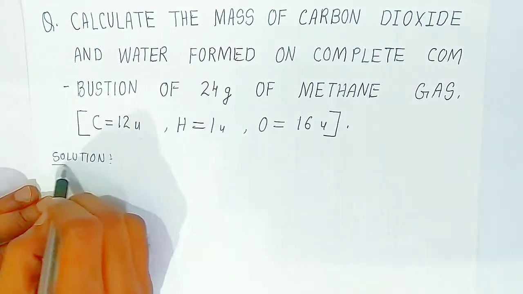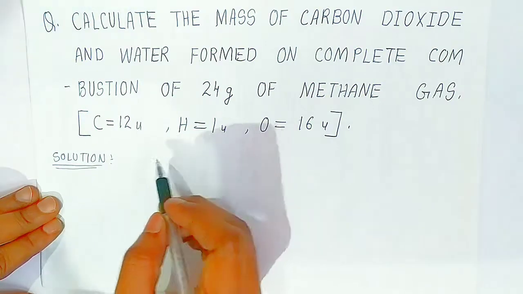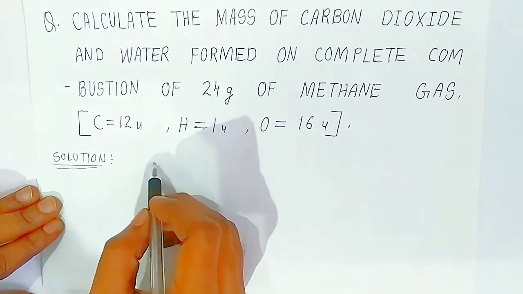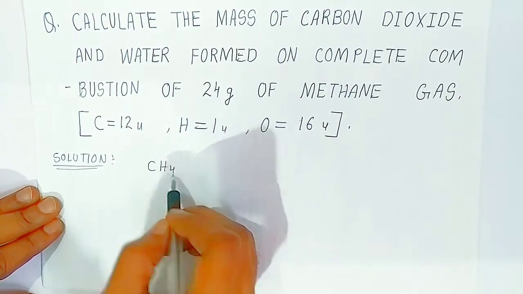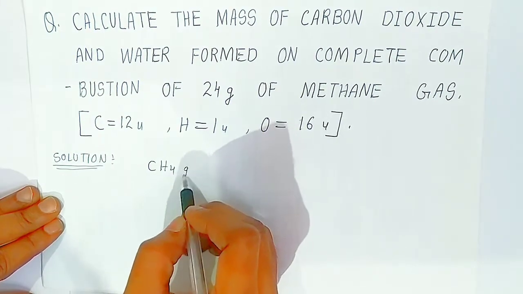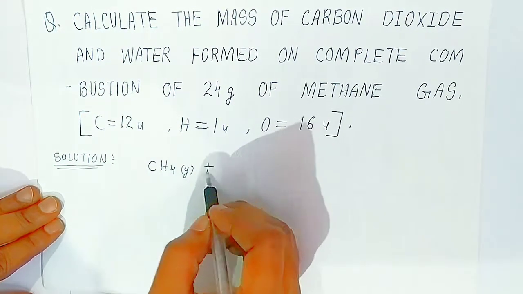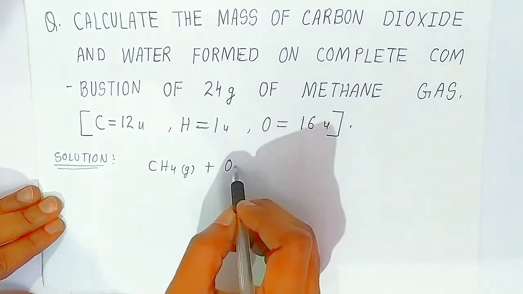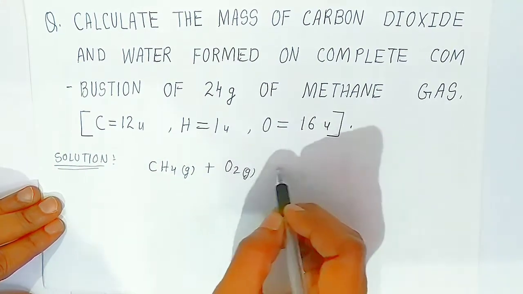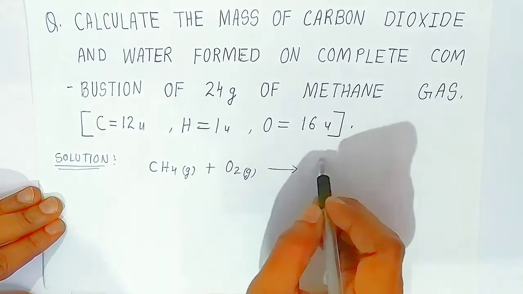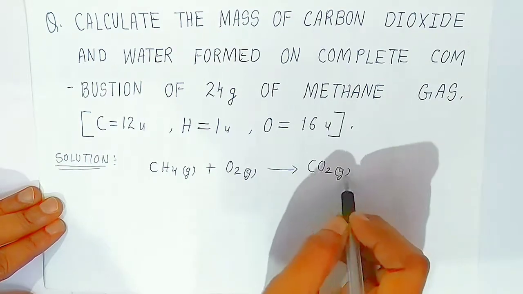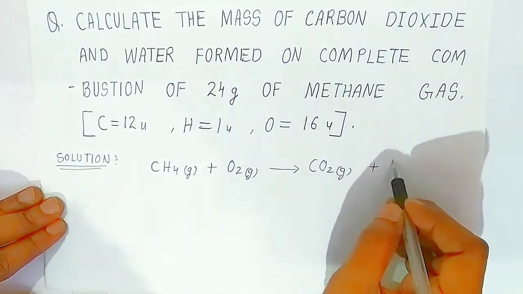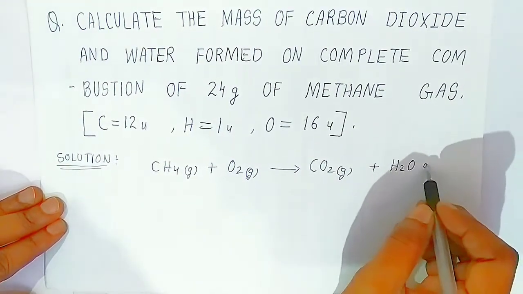So students, methane you are burning in the presence of oxygen. The methane formula you should know, CH4. This is methane, and it is a gas. Methane gas is burned in oxygen gas, and it forms carbon dioxide gas and water vapor gas. This is the water vapor gas.